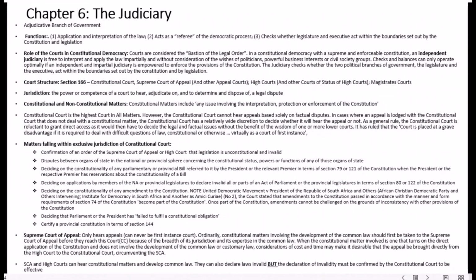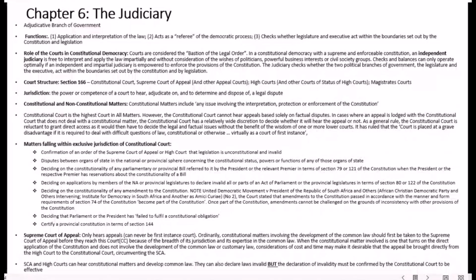And then, colleagues, the Supreme Court of Appeal only hears appeals. So you will never have a matter starting fresh or from the beginning in the Supreme Court of Appeal. It can never be a court of first instance. It's always appeals that it hears. And ordinarily, constitutional matters involving the development of the common law should first be taken to the Supreme Court of Appeal before they reach the Constitutional Court, just because of the breadth of its jurisdiction and expertise in the common law.